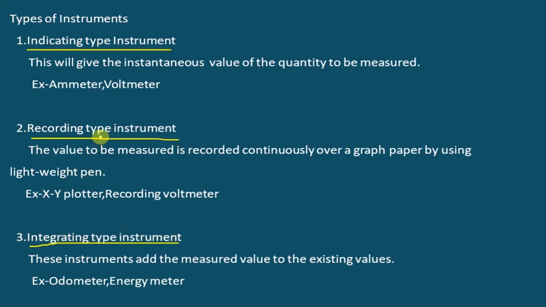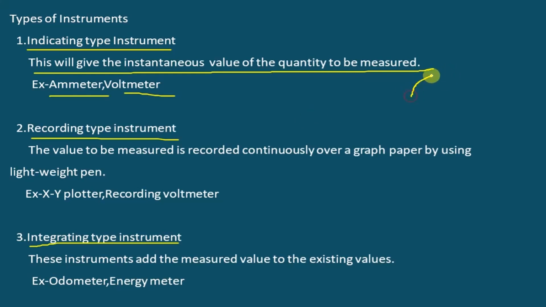So the first kind is the indicating type instrument. What is the definition? This gives the instantaneous value of the quantity to be measured. The examples are ammeter and voltmeter. In an ammeter you can see there is a scale, and whenever you give some current or some voltage to it, it gives the instantaneous value of the current. When you change the current, the scale value will also be different.